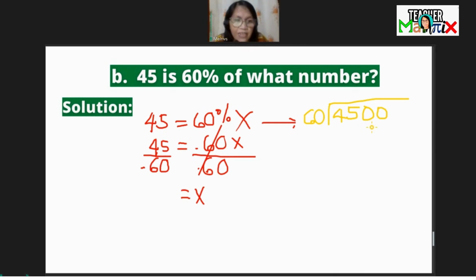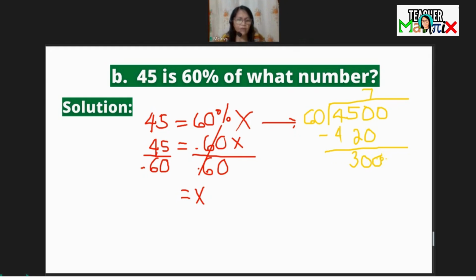So what do you think is the nearest quotient of it? We have chosen here the 7, because when you multiply 7 by 60, the answer is 420. You cannot proceed to 8 because it's already 480. It should not be more than 450. It could be equal to or less than. Let's subtract 450 by 420. The answer is 30. And then, of course, bring down 0.